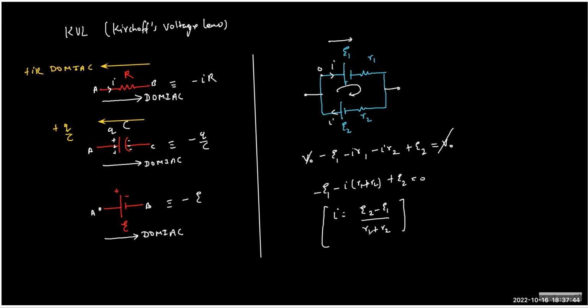Once you get I by writing the KVL, the next step is finding the terminal potential of the parallel combination. So now I want the potential of A and B. In how many ways can I go from A to B? Tell me, guys, in how many ways can we go from A to B?